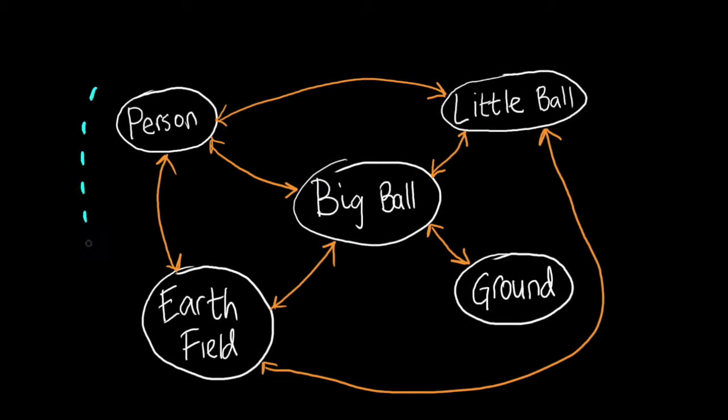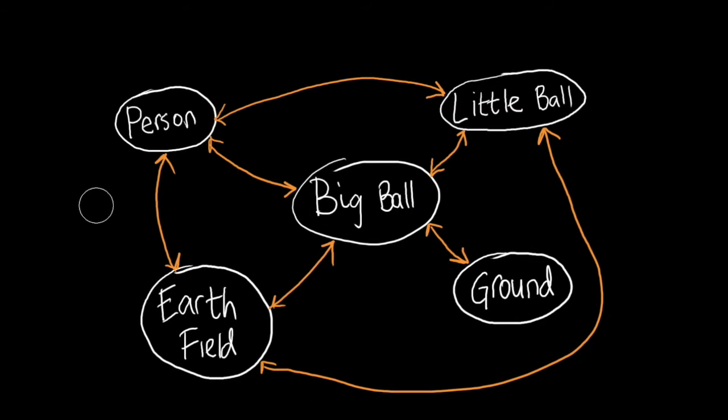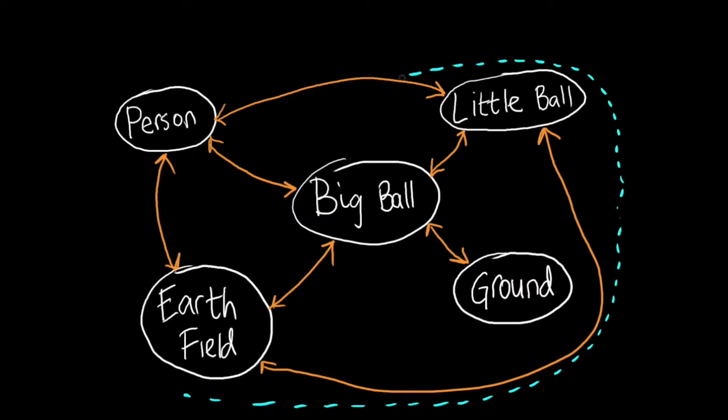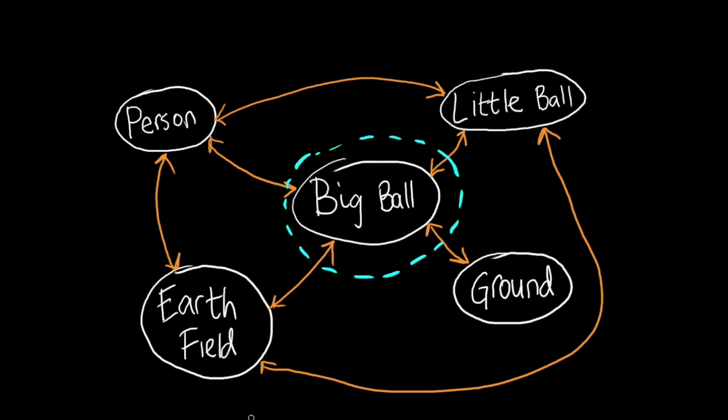Then we decide that everything is going to be inside the system by putting a dashed line all the way around it. Note that you don't always have to include everything in the system. We could leave the person out, for example. We could also just circle the big ball and the little ball. Or we could even just leave everything out except for the big ball. It kind of depends on what you're trying to go for. Now, why don't you give it a shot?